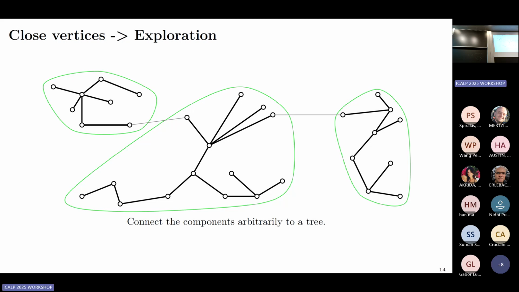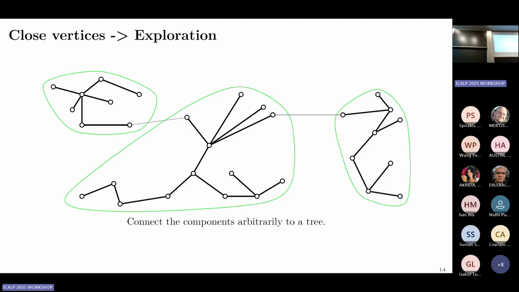So the expensive connections are the ones between the components because those vertices are not close. But as I said before, you can reach any vertex from any other vertex within at most n rounds. So I can definitely go from the right component to the middle component within n rounds. And because there are at most square root n components, I can just do this square root n times and still fall within this n square root n that I wanted to show, right?